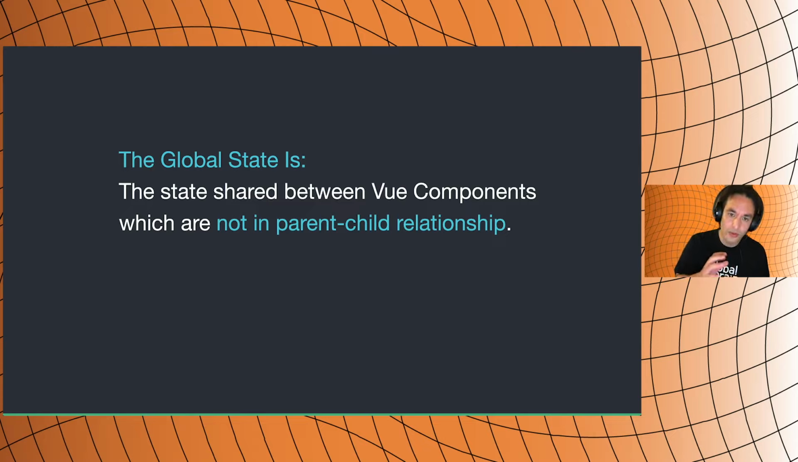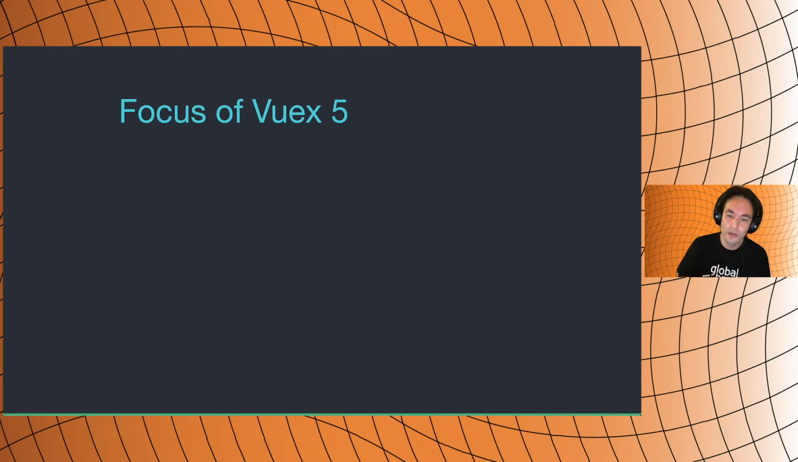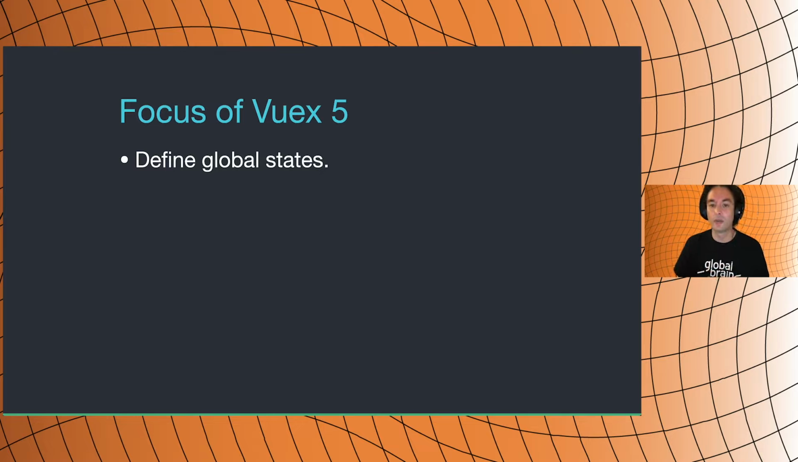For example, if you want to share state between different pages when you're using Vue Router, if you want to share state between page A and page B, it could be challenging. And Vuex is one of the official ways to do that easily. So for global state management, what we really need is to define global state and also provide a way to mutate them.